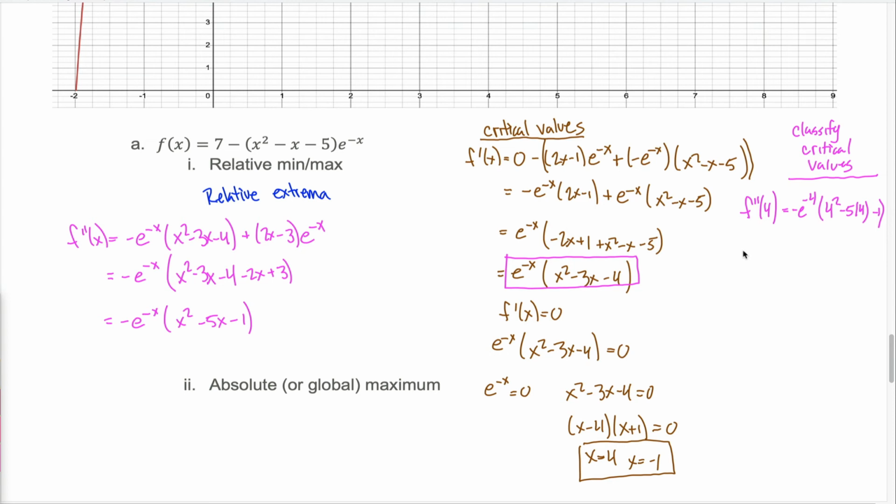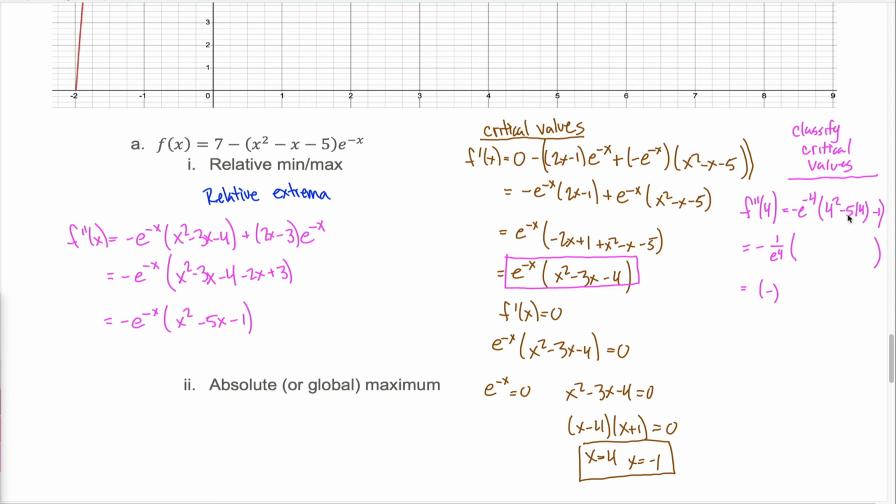Well, the good news is you don't need to. All you got to figure out is whether this is a positive number or a negative number. Negative e to the negative 4th power is a negative number. Why? Because it's the negative of 1 divided by e to the 4th power, and 1 divided by e to the 4th power is a positive number, so the negative of a positive number is a negative. What about this polynomial?